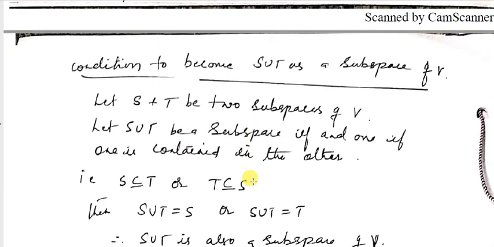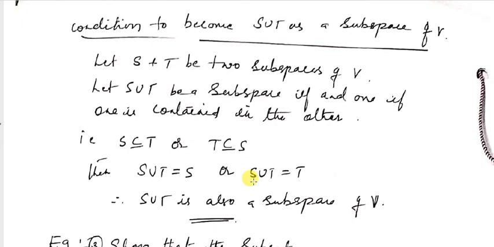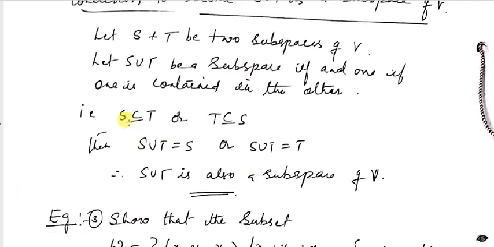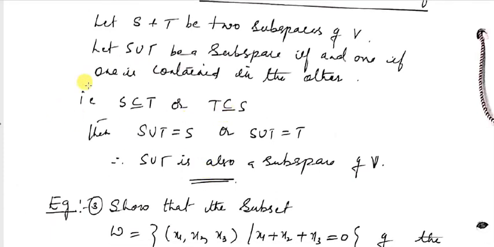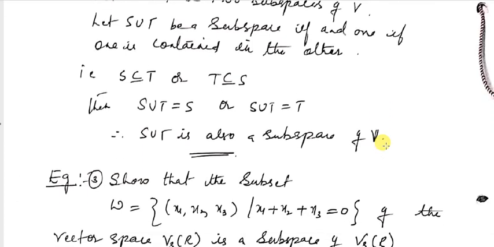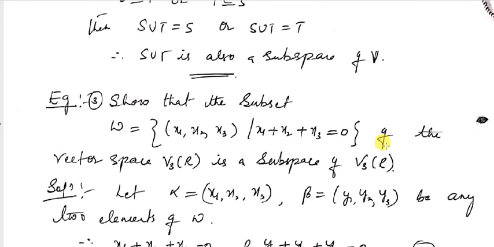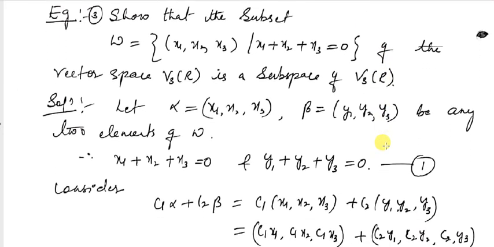So we have a condition for the union to be a subspace. What will that condition be? If S is contained in T or T is contained in S, then the union of S and T is T or S respectively, so the union is a subspace of V. Under this condition, the union of two subspaces will be a subspace. Otherwise it is not a subspace. Let's continue the problems.